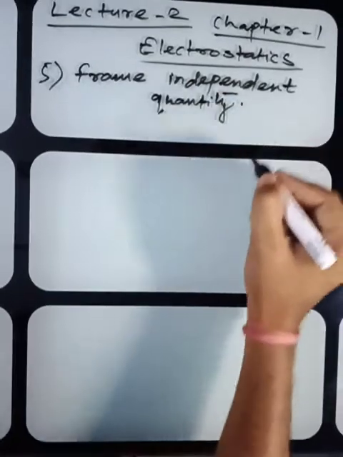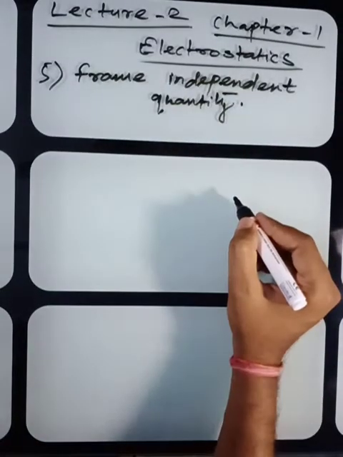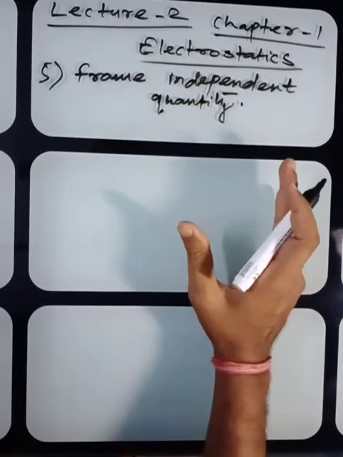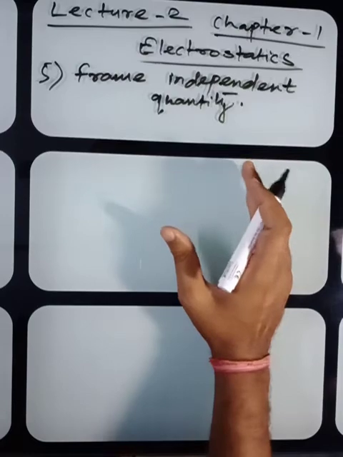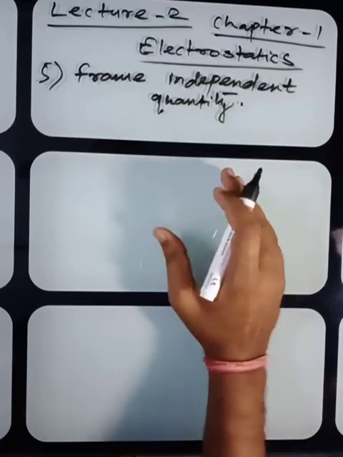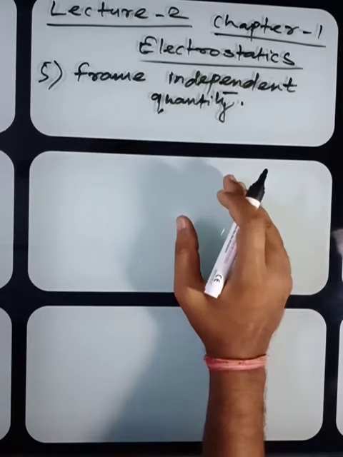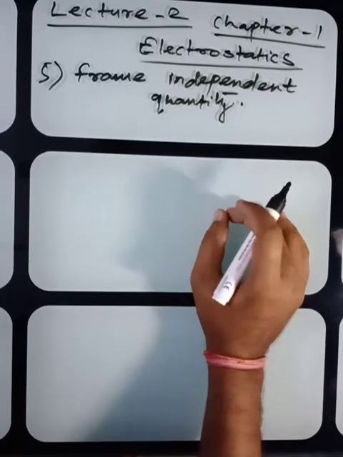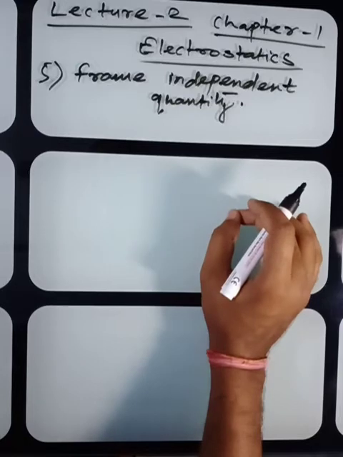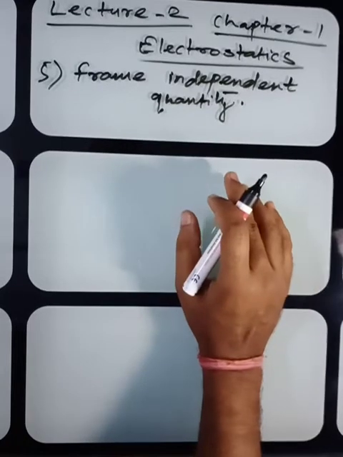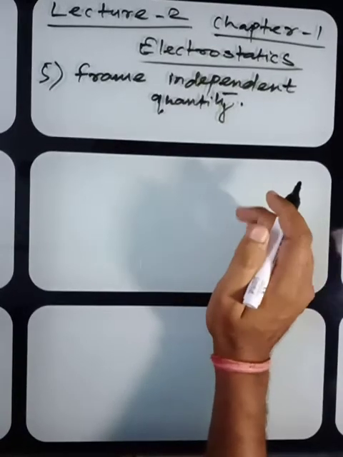Mass is a frame dependent quantity, but charge is a frame independent quantity. If any frame is moving with a speed comparable to the speed of light, then mass will vary according to Einstein's theory of relativity, but charge will not change. If you put 5 coulomb on a frame and the frame moves with the speed of light, the value of the charge will not change.